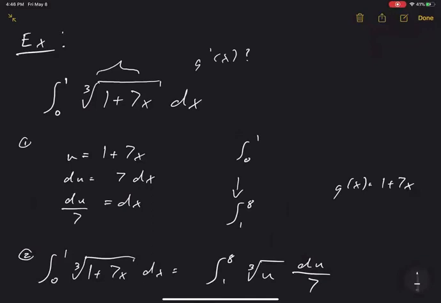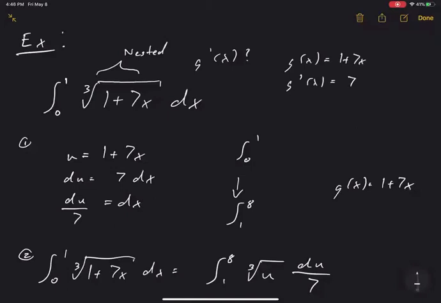There's nothing out front or out back of this nested function, right? So does this fit our format? Well, first, let's ask ourselves what our g of x would be. Okay. Well, g of x would be the 1 plus 7x, right? That's the stuff inside my nested function. Well, then what would be g prime of x? Well, g prime of x would just be 7.